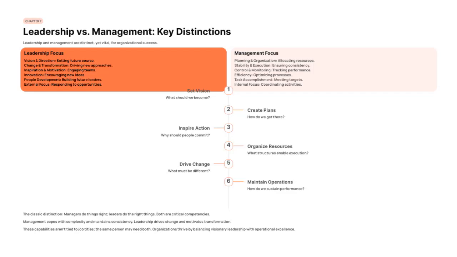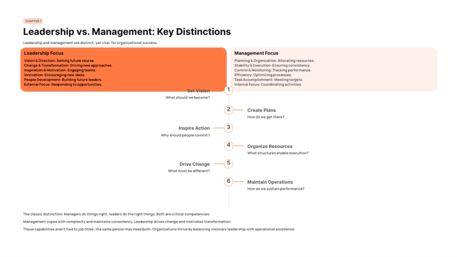Let's explore how these capabilities, management and leadership, are essential and interconnected. These skills aren't tied to specific job titles. In fact, the same person might need to embody both at different times. Organizations thrive when they balance visionary leadership with operational excellence. Management helps us cope with complexity and ensures consistency, while leadership drives change and motivates transformation.